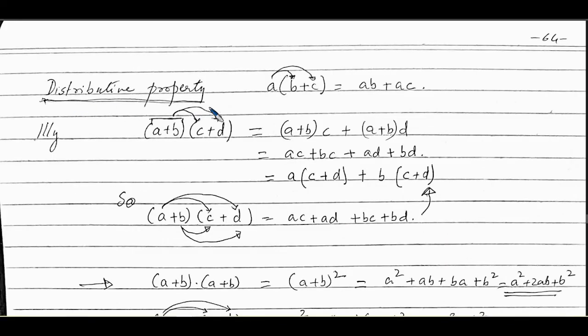Now the distributive property, we have discussed this many times. This is the distributive property. So a into (b plus c), this is in parenthesis. So a into b plus a into c, you can write it.